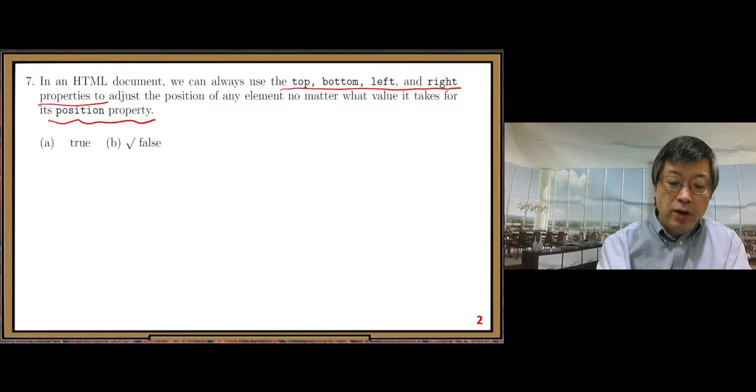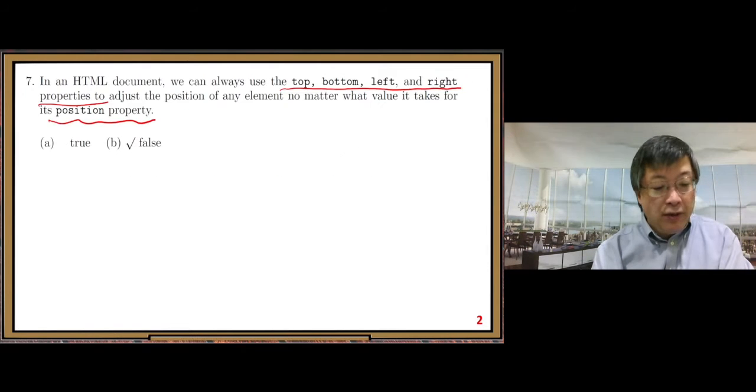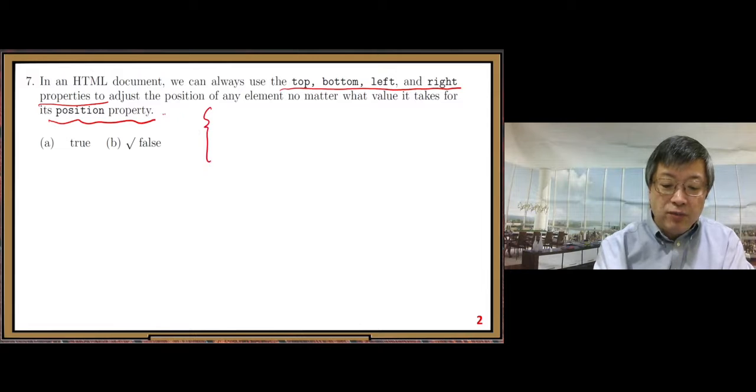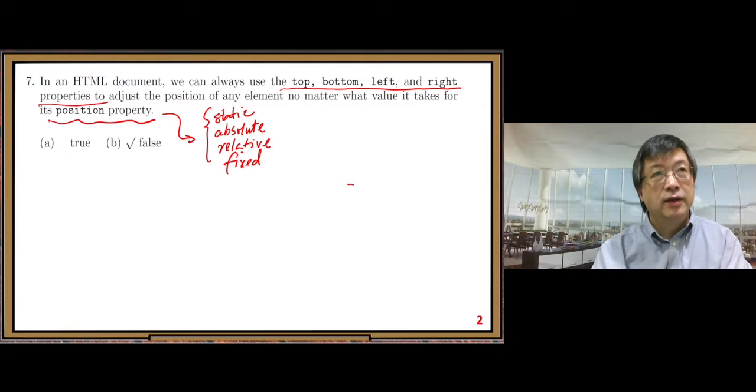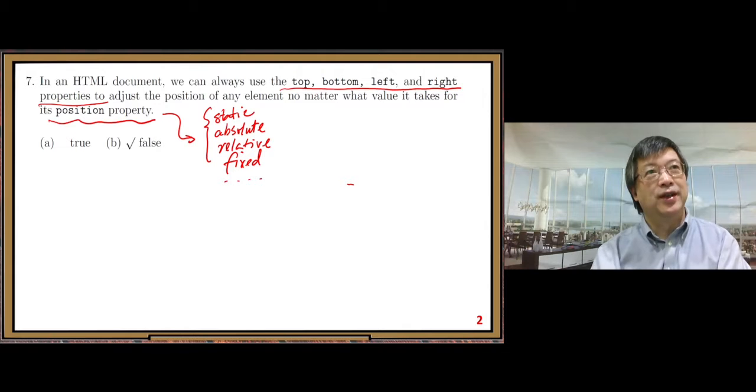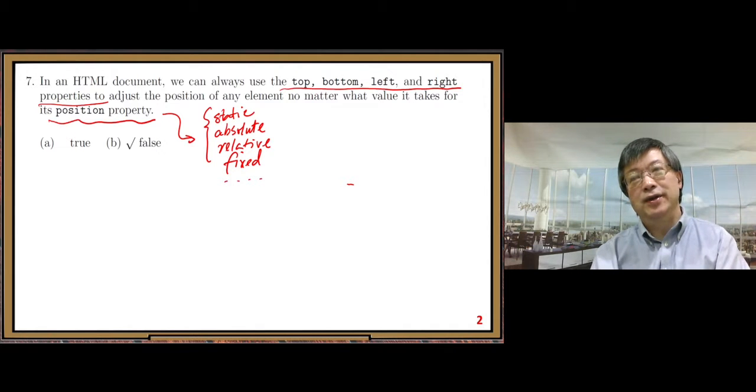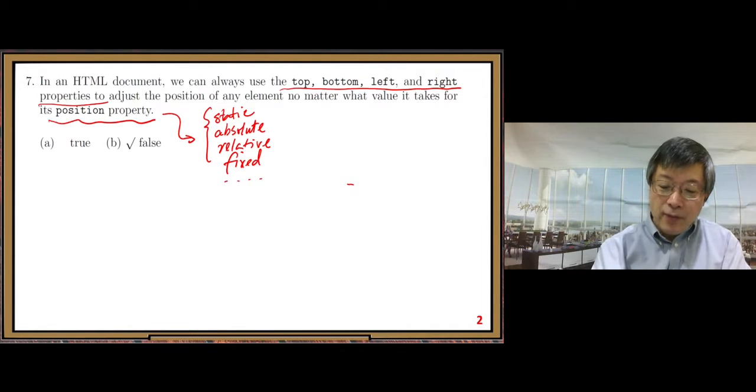Position property, remember the position property has many different values, right? Static, absolute, relative, fixed. You know, there is another one, rarely used. Okay? All right. Here the problem is static.